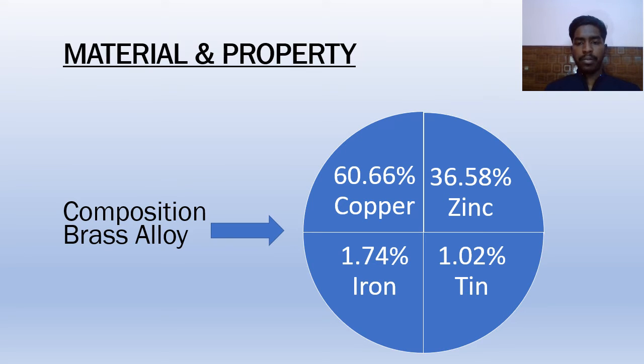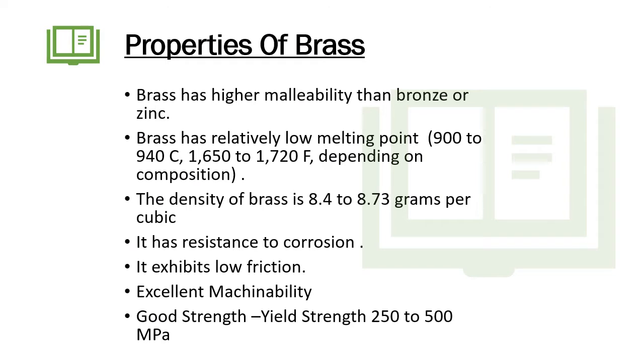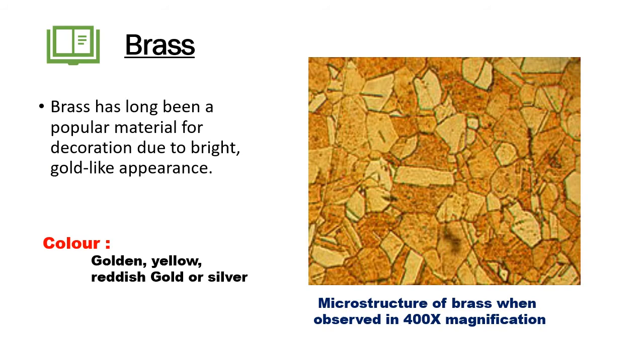Now we'll see the properties of the brass. The brass has a higher malleability than bronze or zinc. It exhibits low friction and has an excellent machinability. The brass has long been a popular metal due to its gold-like appearance. The image in the presentation shows the microstructure of brass when observed at 400x magnification.